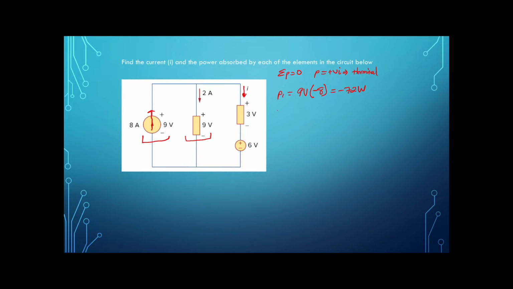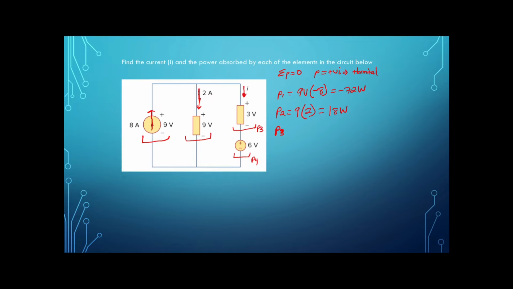We're going to assume this is the second circuit element, so P2 is equal to the voltage, 9 volts, times the current entering the positive terminal. We have 2 amps entering the positive, so we multiply that by 2, and that gives us 18 watts. We're going to label this P3, and this is going to be P4.